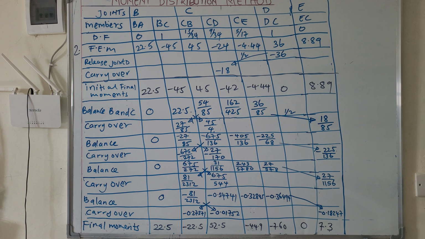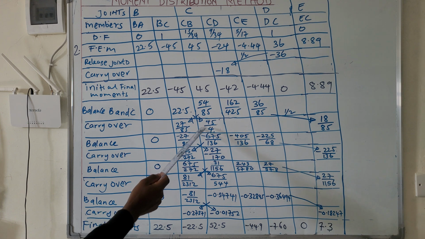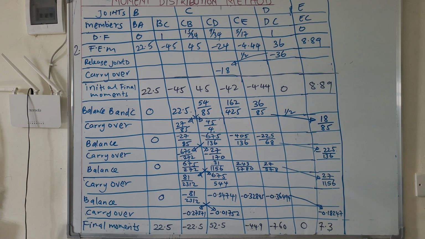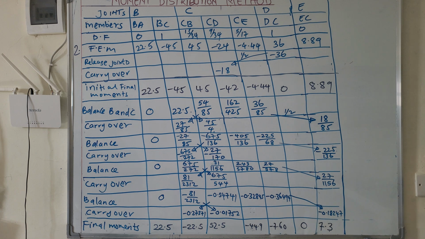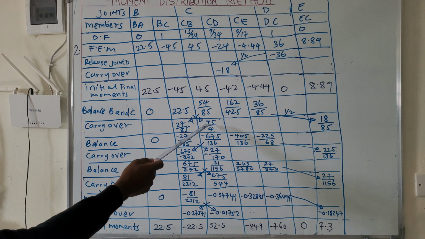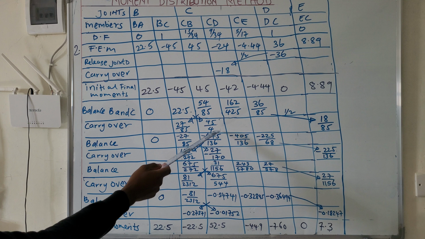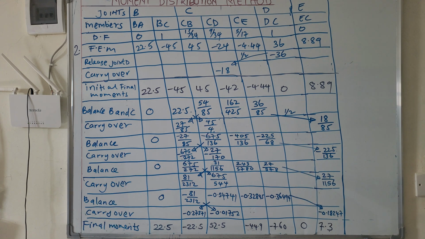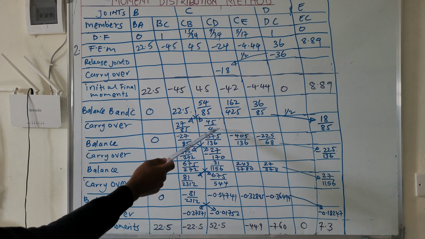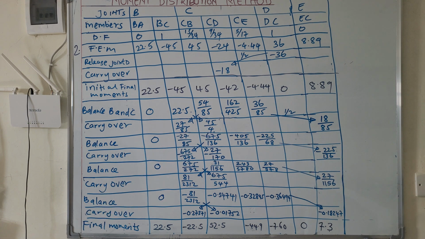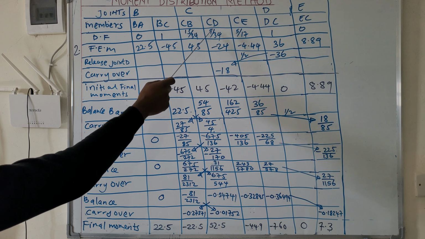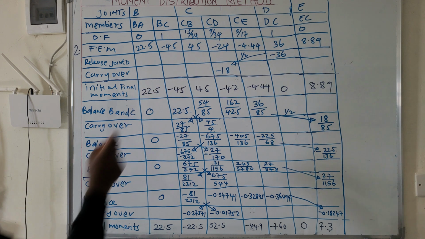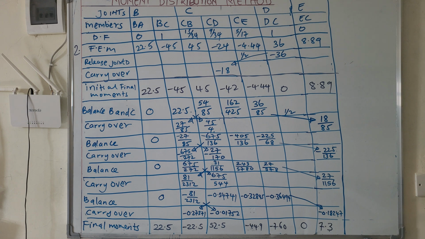Again, we come to this one. We will balance this value, which is 45 over 4, to each of these members. You take the opposite sign; here we have positive 45 over 4, so the opposite sign is negative. So you take negative 45 over 4 and distribute equally by multiplying each of these distribution factors to each member respectively.